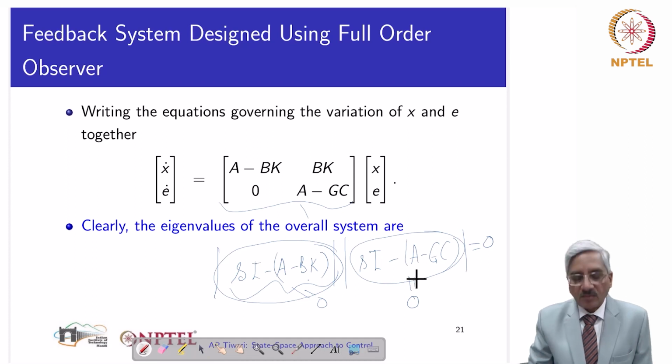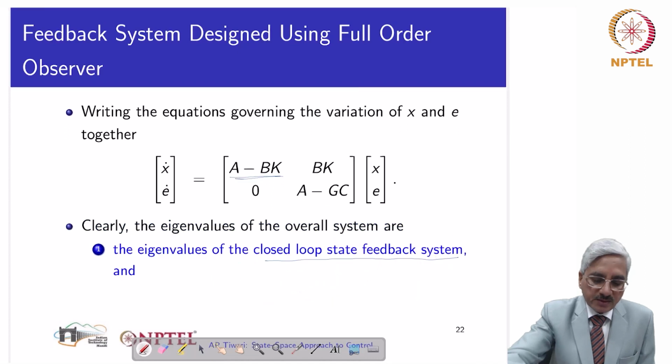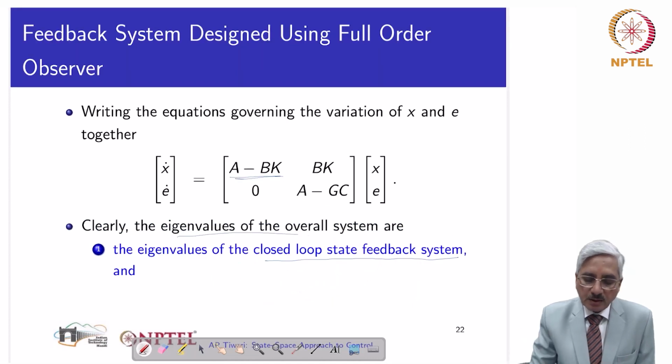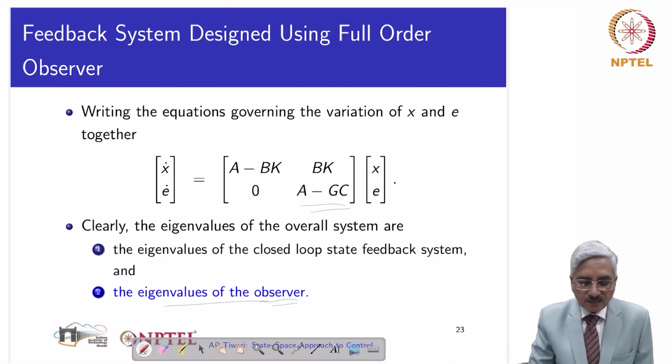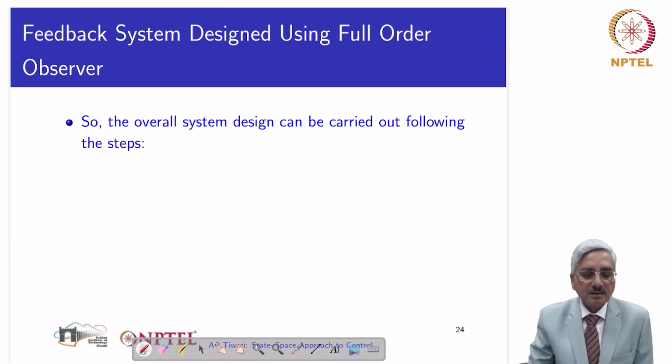And this 0 gives the eigenvalues of A minus BK, and this 0 gives the eigenvalues of A minus GC. And eigenvalues of A minus BK means the poles of the closed loop system with state feedback, and eigenvalues of A minus GC means poles of the observer with the gain G. So this is what is mentioned here, that the eigenvalues of the overall system are the eigenvalues of the closed loop system with the state feedback and the eigenvalues of the observer. This we have established mathematically.